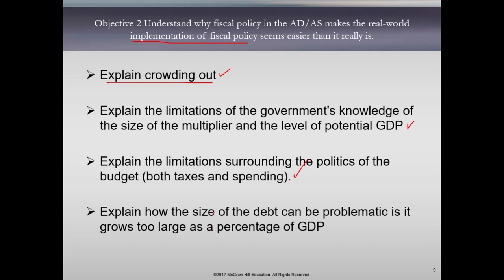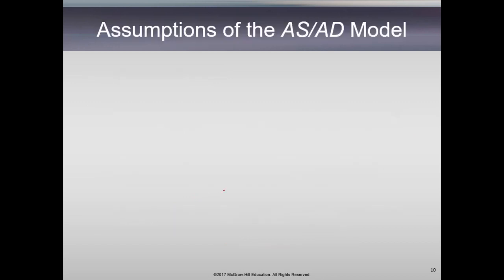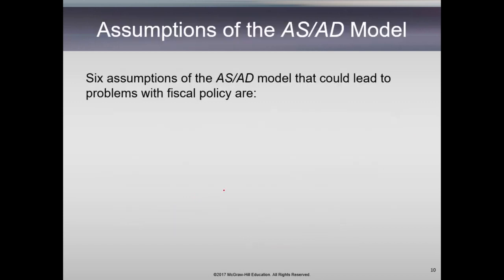And we will explain how the size of the debt can be problematic if it grows too large as a percentage of GDP. That could reduce the effectiveness of fiscal policy because of people's adverse expectations. People could, in other words, focus a lot more on what's happening to the debt to GDP ratio, making them pessimistic. They could be focusing more on that than the fact that they have a tax cut or the government is spending more. So remember that there are assumptions of the aggregate supply, aggregate demand model that could potentially be violated in the real world.